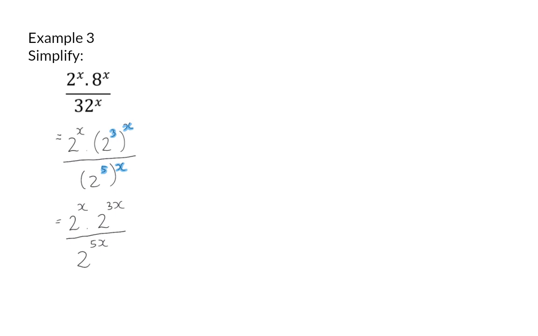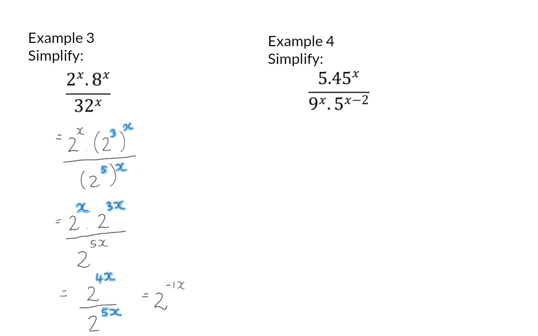Now you can simplify all at once, or you can choose to first simplify the numerator by adding up the exponents, which will be x plus 3x is 4x. This should now be divided by 2 to the power of 5x. When I divide, the base still stays a 2, and I will have 4x minus 5x, which will give me minus 1x.